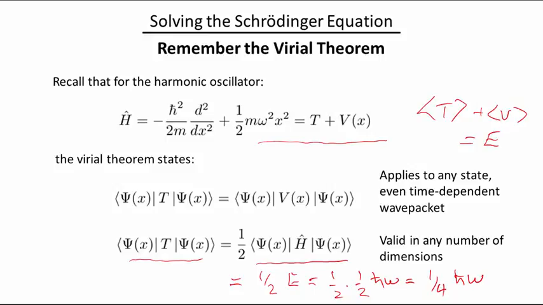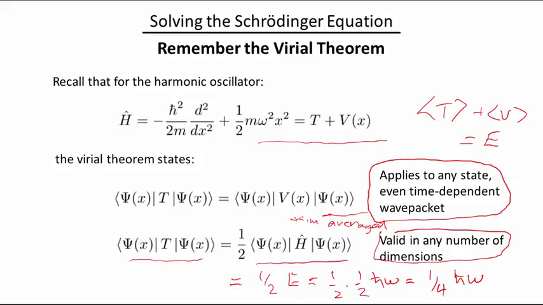Now, I want to make two comments about this. The variational theorem is very powerful. First of all, it actually applies to any state, the most arbitrary state you can make of the harmonic oscillator, including a time-dependent wave packet. Now, in that case, this expectation value has to be generalized, meaning it's time averaged. But that makes it very useful. And the last point to make on this for the moment, it's valid in any number of dimensions.